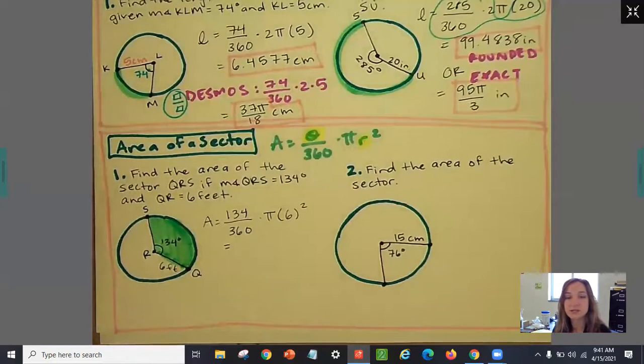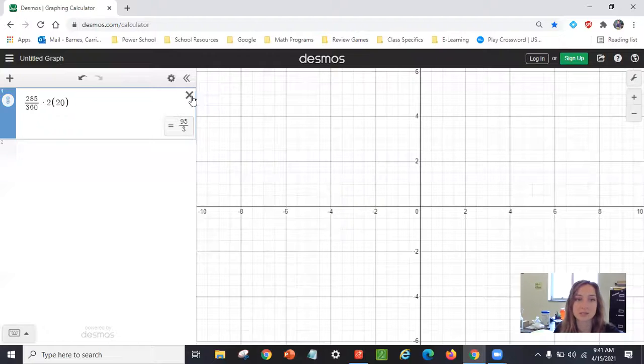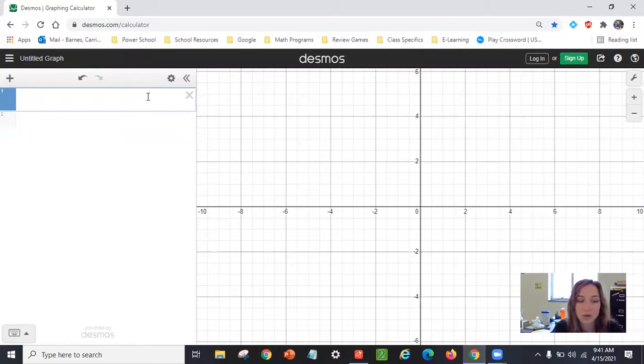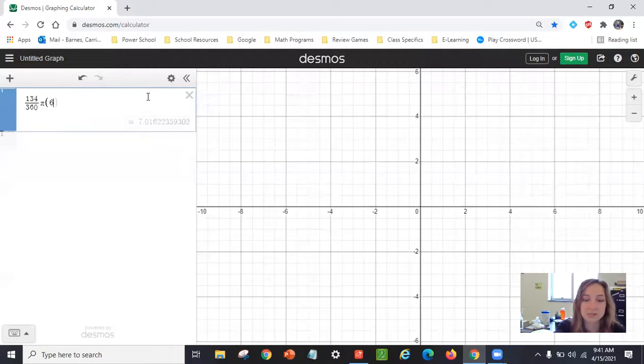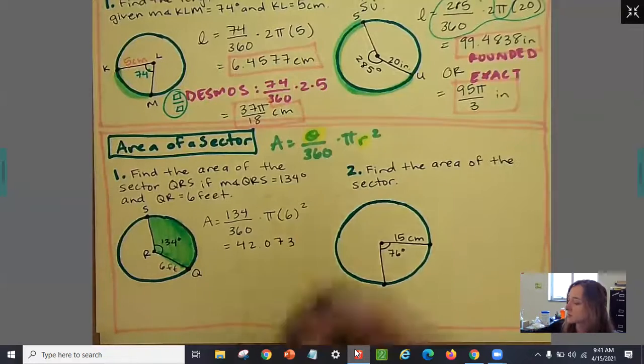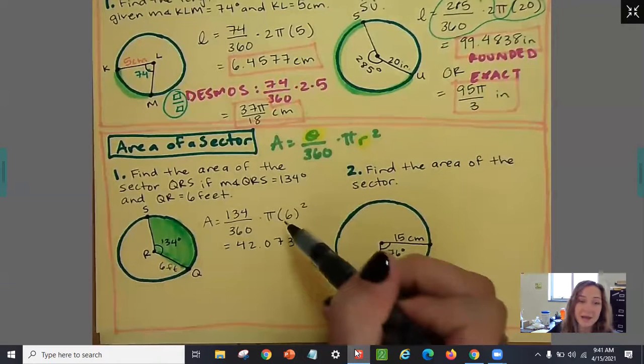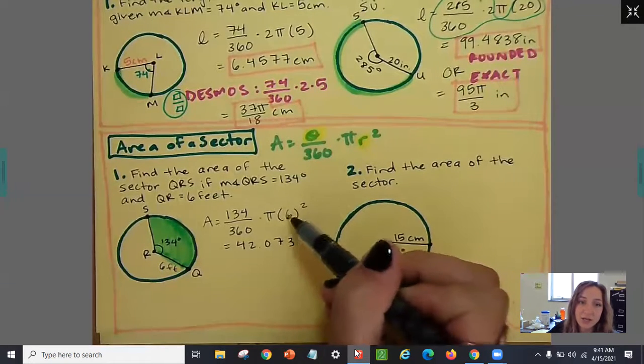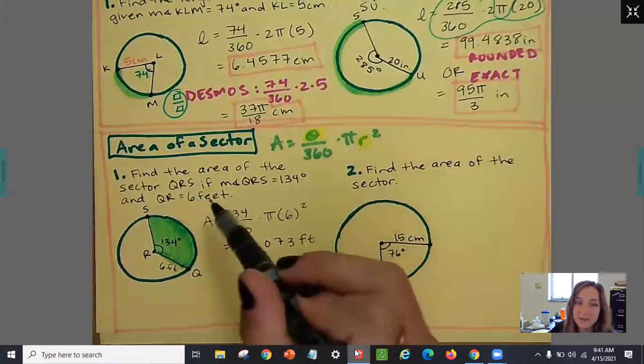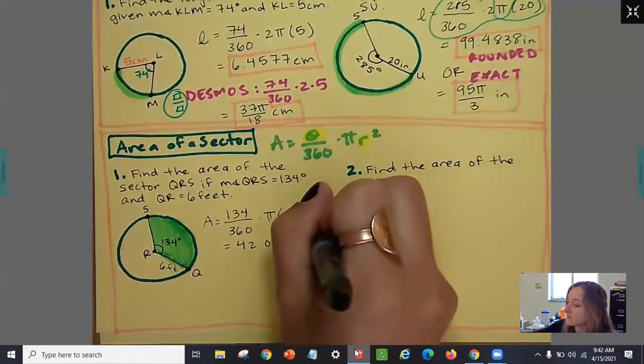All right, two different ways of writing this answer. The first way is typing it all in and seeing what decimal it's equal to. So let's start with that one. 134 divided by 360, and then times pi, and then r squared, so 6 squared. Okay, and we're going to get 42.073, and this is going to be feet. But we had 6 squared, and the 6 had our feet on it. So since it's 6 and we're squaring that, that's also feet squared.